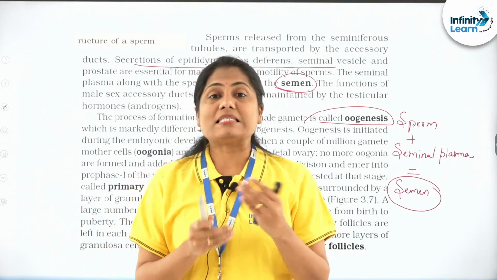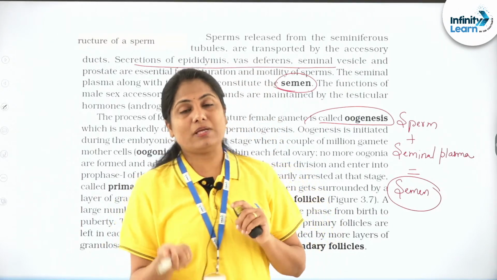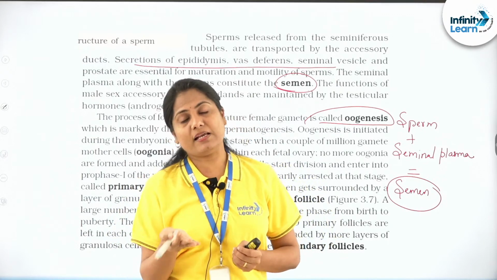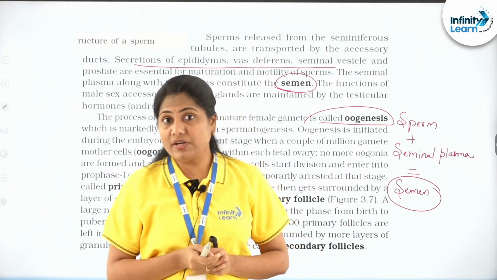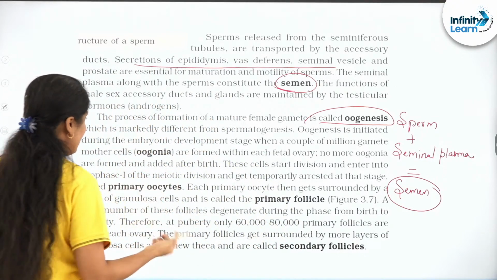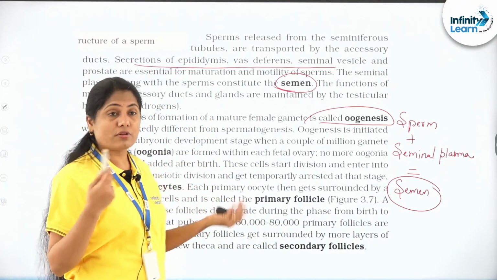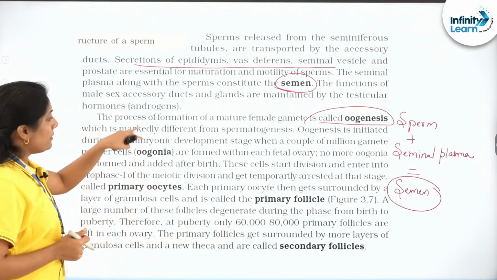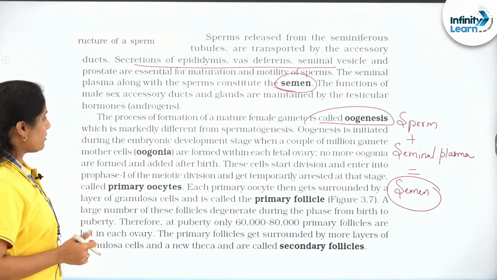Of course, there is inhibin also that's secreted both in males as well as females, which is the negative feedback mechanism. We will discuss it in more detail when you register for the course, right? So the oogenesis is what we are discussing.